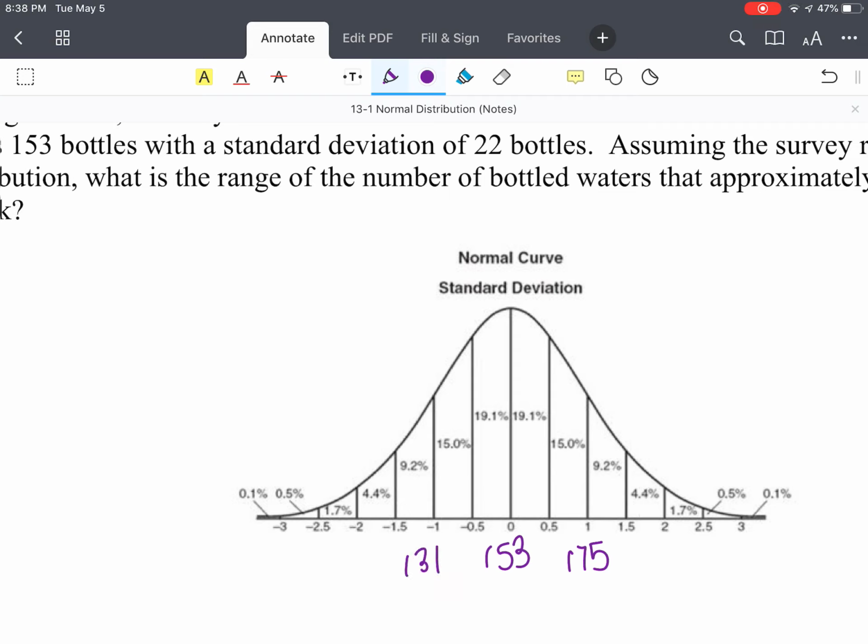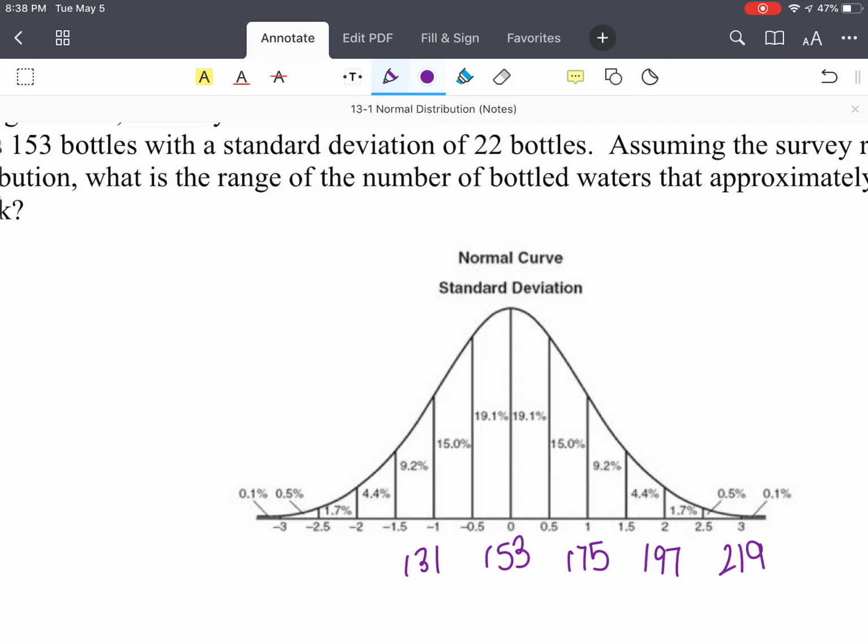131. Okay. Let's just fill in the chart for some practice. So let's fill in at the standard deviation of 2. So 175 is 1 standard deviation above. We know that the standard deviation is 22, so I'm going to take 175 and add 22, and that's 197. And I can add 22 more to that and get 219. That would be the amount of bottles of water 3 standard deviations above.